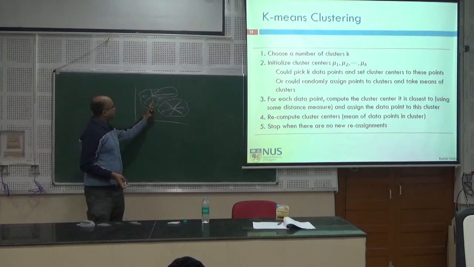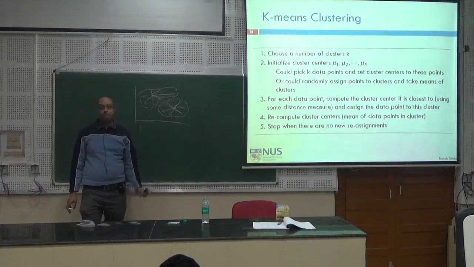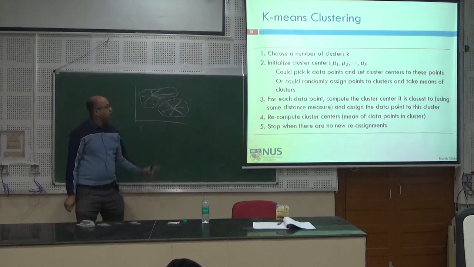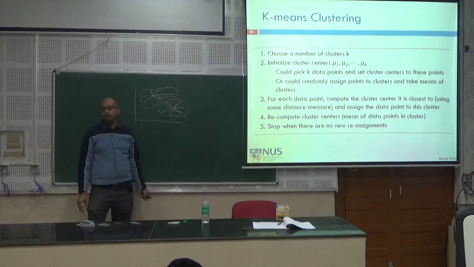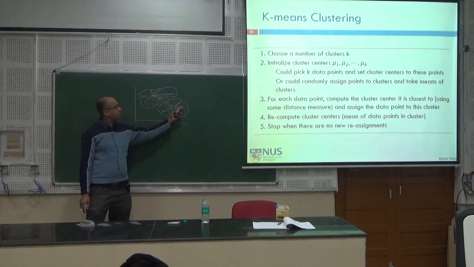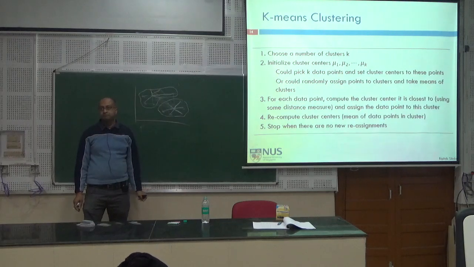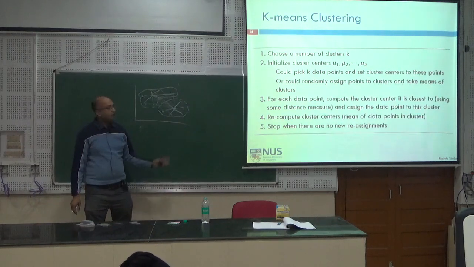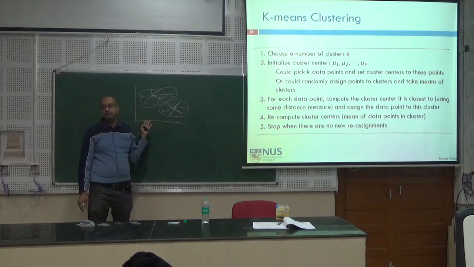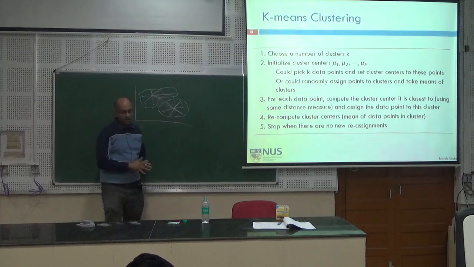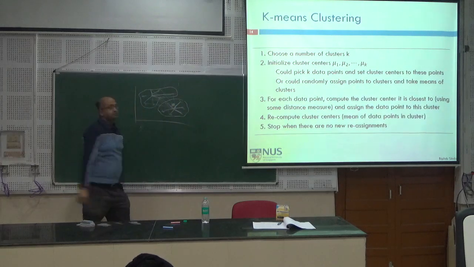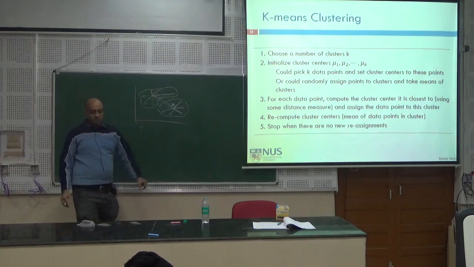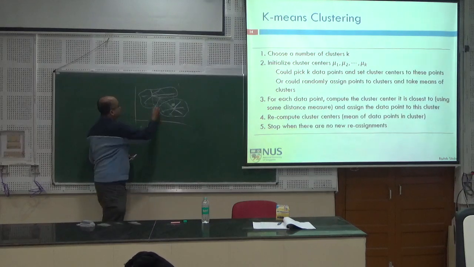Now I say you belong to cluster 1, and you belong to cluster 2. What is the centroid of this cluster now? How do I calculate the centroid? I take the x coordinates of all of these points and take the average. I take the y coordinates and take the average. And maybe this is the new centroid. Same thing for this cluster.